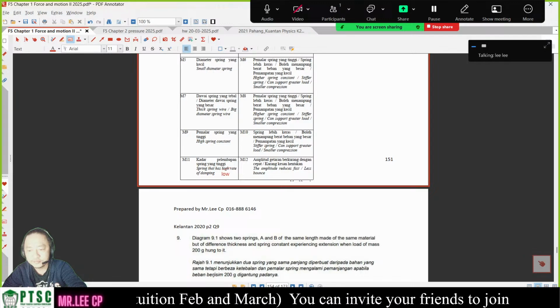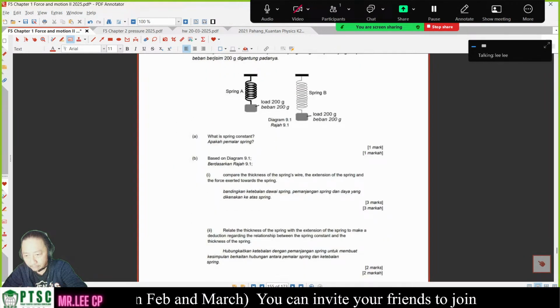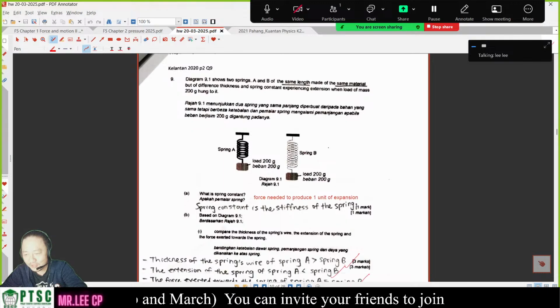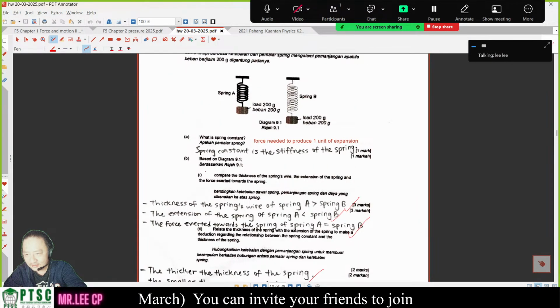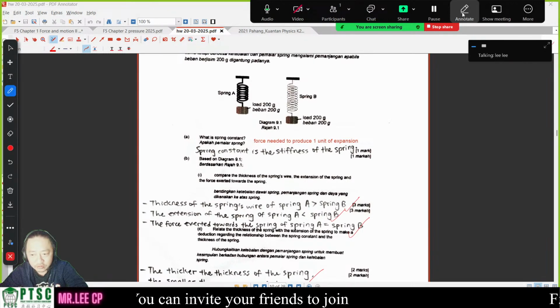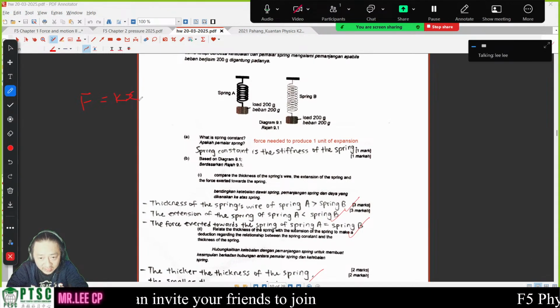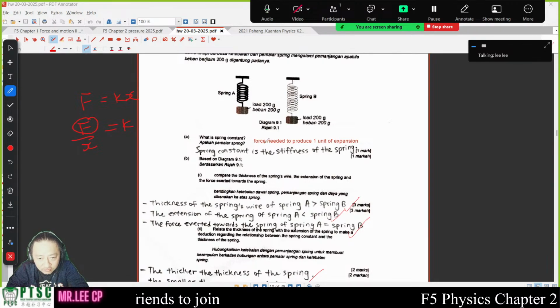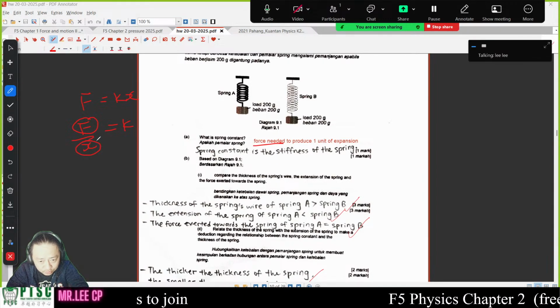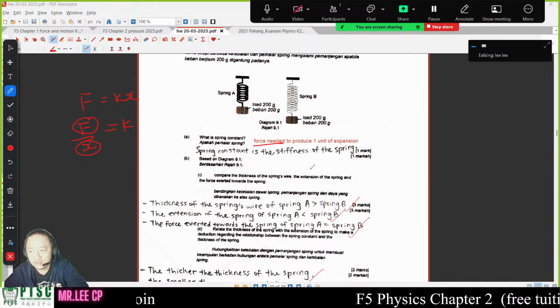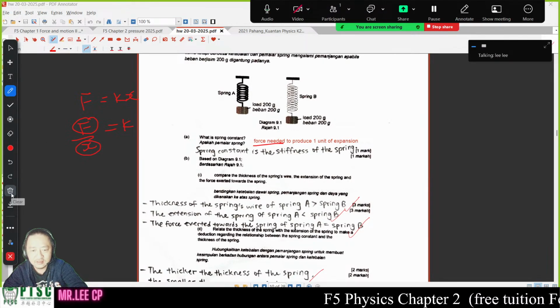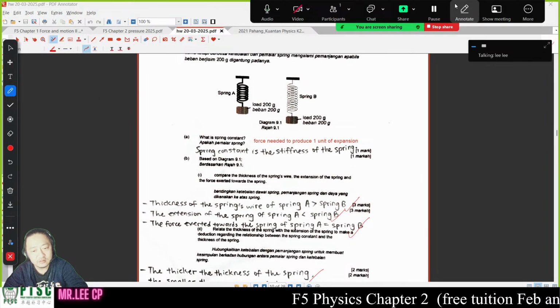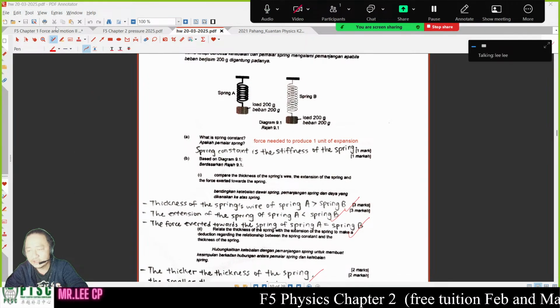Enough. Okay. We still have so many. Okay, what is spring constant? Spring constant, now you can write F equals Kx. What is K? They are asking you what is K. K is F over x. So the force needed to produce 1 unit of extension. Expansion or extension also can. Same.